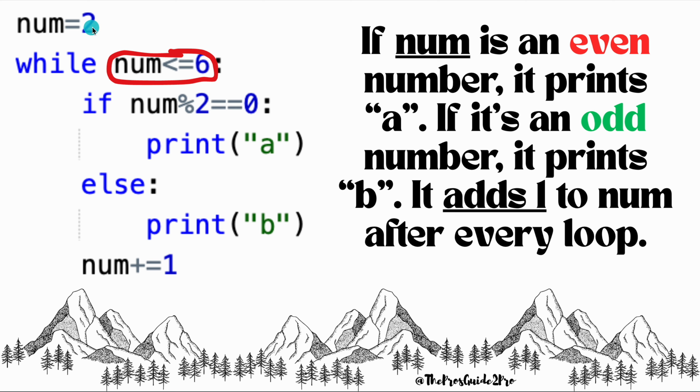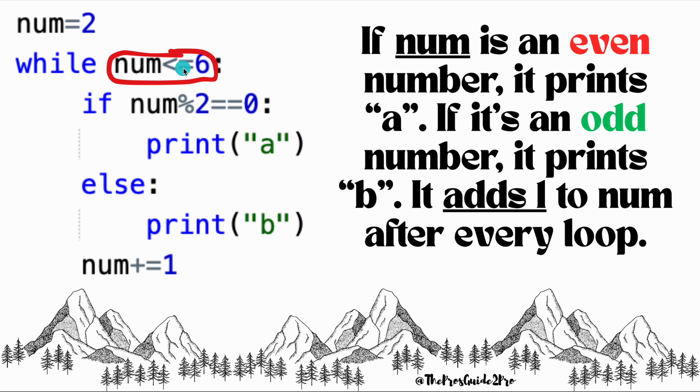So let's go through this. 2 is less than or equal to 6. 2 is an even number, so you'll print A, add 1 to num. Num becomes 3. 3 is less than or equal to 6. 3 is an odd number, so you'll print B, add 1 to num. 4 is less than or equal to 6. 4 is an even number. Print A, add 1 to num.